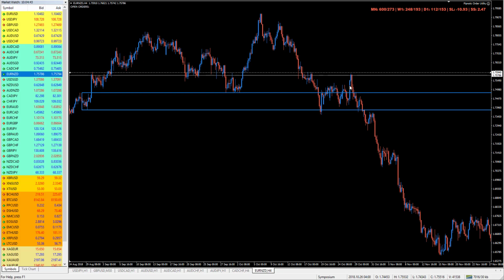Okay, or, I mean, this is the only area that's formed below.